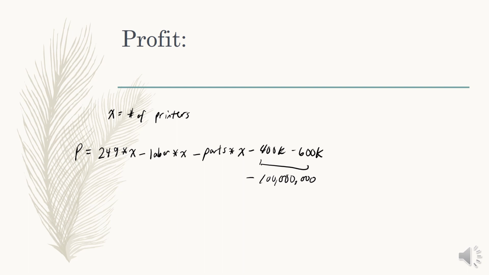The only issue is we don't know what the labor is going to be. We also don't know what the parts are going to be. And we also don't know what X is going to be. I mean, X is the number of printers that we're going to sell. This is also called our demand.